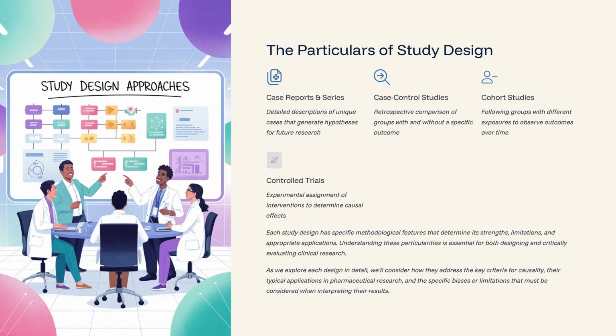Now that we've gone through in detail the classifications for study design, let's go through the study designs themselves. So we'll look at case reports and series, case control studies, cohort studies, and controlled trials, randomized controlled trials, generally, that we've been talking about this whole time. Let's see what they're all about.